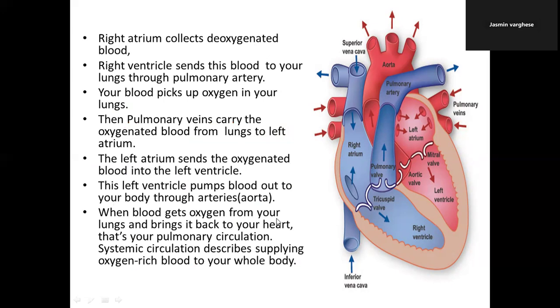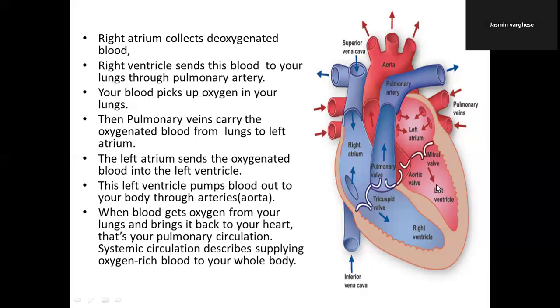When the blood gets oxygen from your lungs and brings it back to your heart, that's your pulmonary circulation. So this circulation is called pulmonary circulation. Systemic circulation describes supplying oxygen-rich blood to your whole body. So the blood goes from the right ventricle through the pulmonary artery to the lungs and is collected back in the left atrium. This process is called pulmonary circulation.